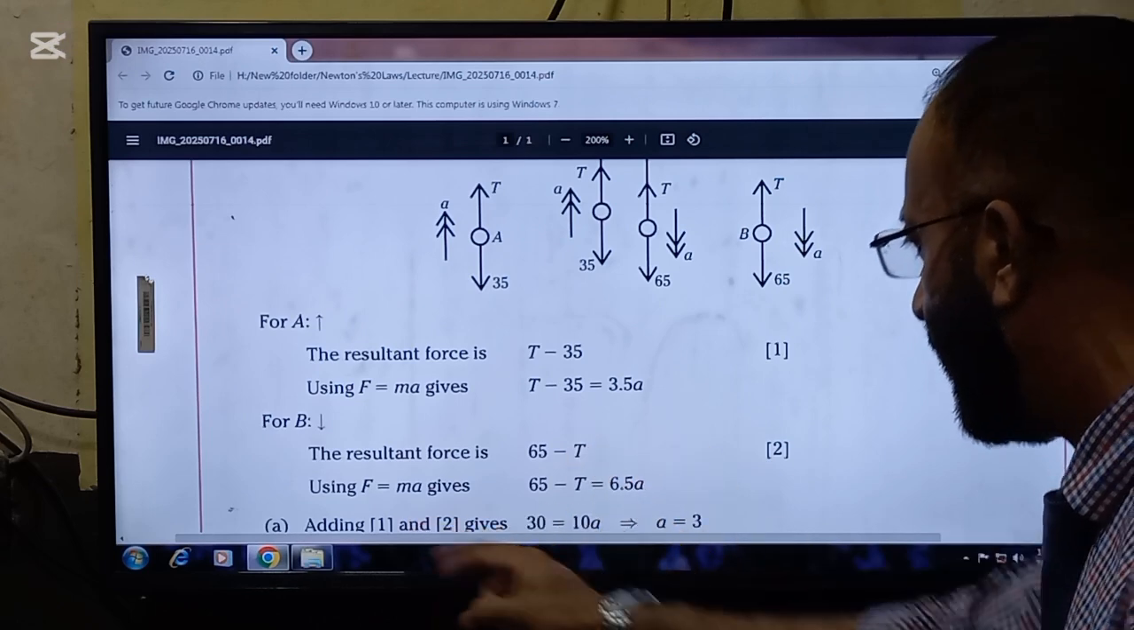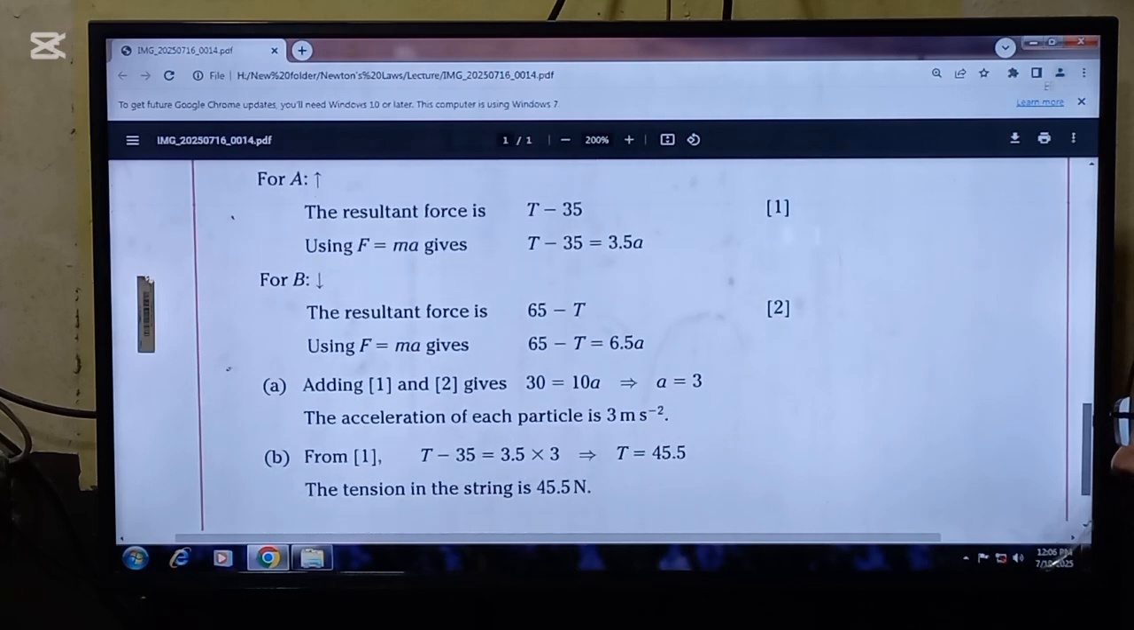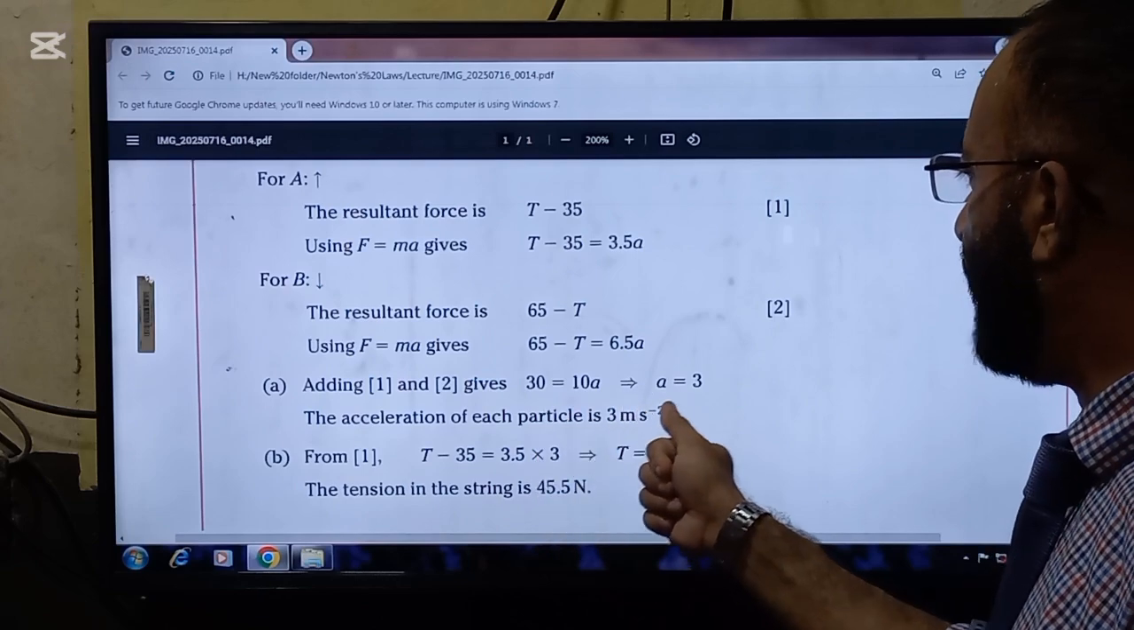So for A part, look now, here is the solution. Adding 1 and 2, a will be obtained.